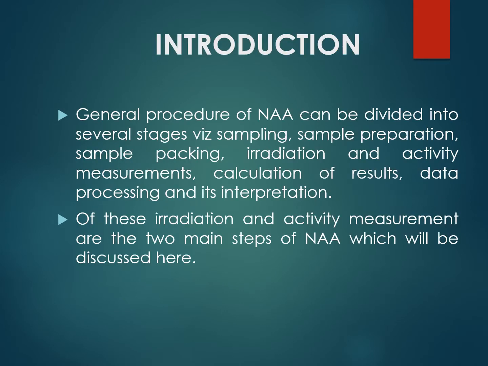First of all, we will discuss the introduction and classification of neutron activation analysis, how this classification is being carried out. The general procedure of neutron activation analysis can be divided into different stages like sampling, sample preparation, sample packing, irradiation and activity measurements, calculations of results, data processing and its interpretation. First of all is the sampling. We will see how this sampling is being carried out.